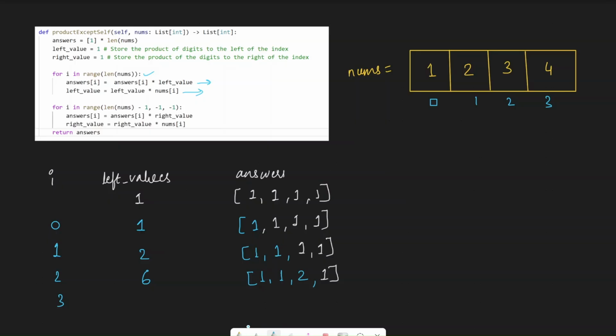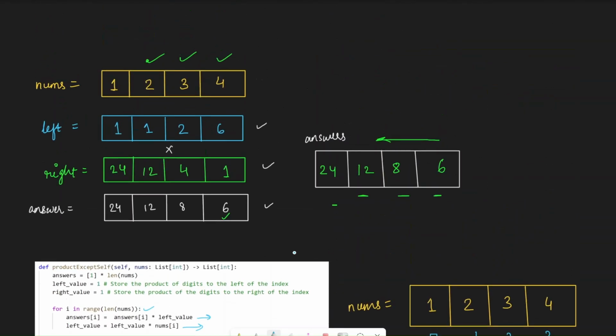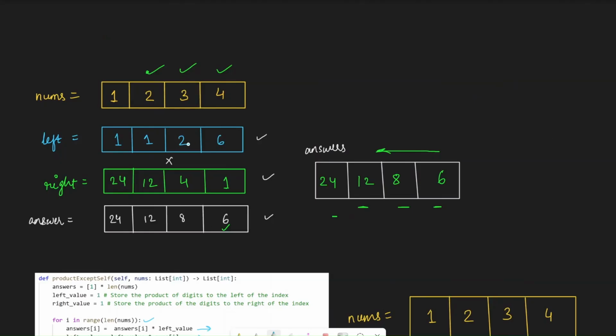And for third iteration, these will remain same. We are evaluating this. For I is equal to 3, we multiply 1 by 6. So 1 multiplied by 6 is 6. We update our left value as well. So left value gets updated from 6 multiplied by 4 is equal to 24. So if you look here, we have answers of I as 1, 1, 2, 6. And from our example also, left should be 1, 1, 2, 6.